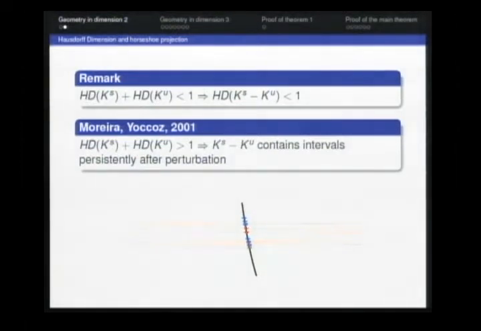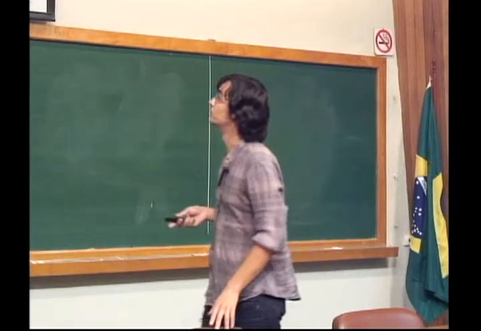And on the other side, if the sum of the Hausdorff dimensions is bigger than 1, then you can perturb them in order that the arithmetic difference of these Cantor sets contains an interval. And in our case, it means homoclinic tangency, or that the frequency of homoclinic tangents is 0.